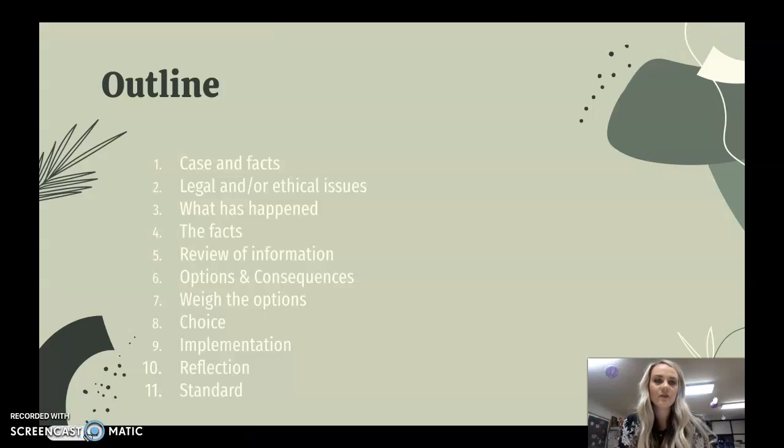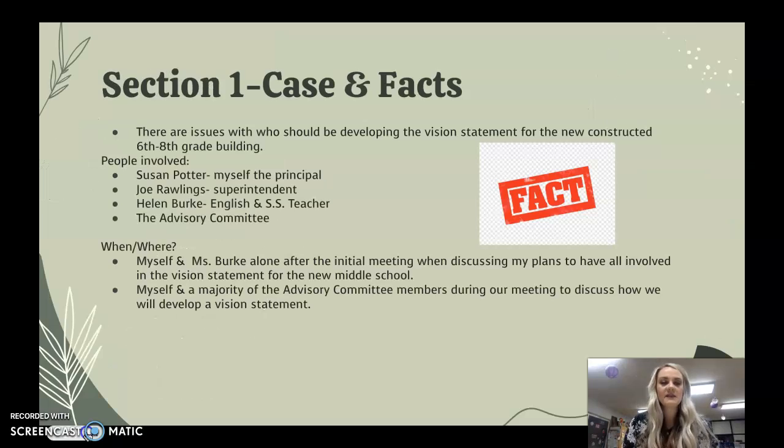So a brief outline of what I'm going to be covering today. First, the case and facts. Second, legal and or ethical issues. Third, what has happened. Fourth, the facts. 5, review of information. 6, options and consequences. 7, weigh the options. 8, choice. 9, implementation. 10, reflection, and then 11, my standard.